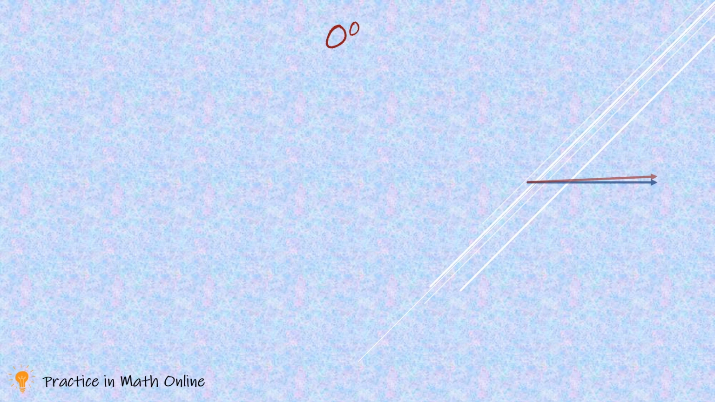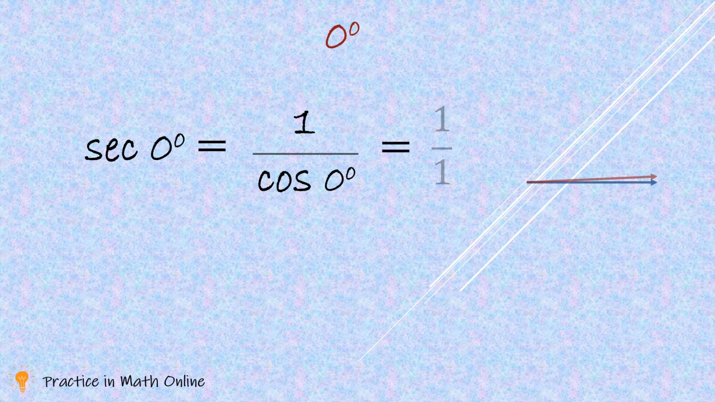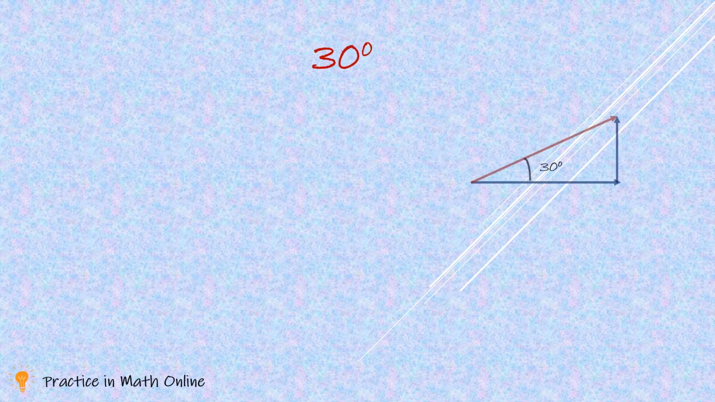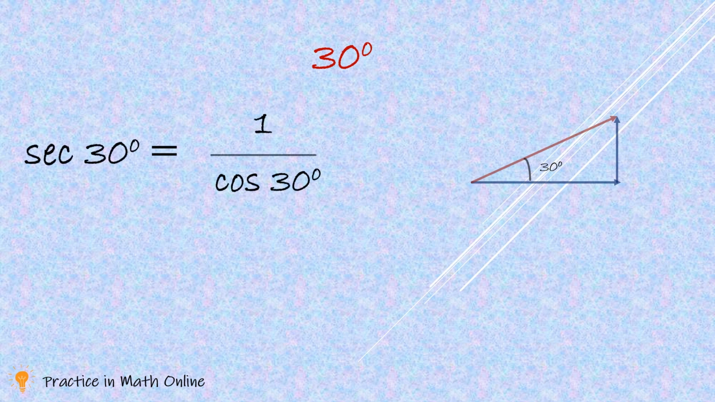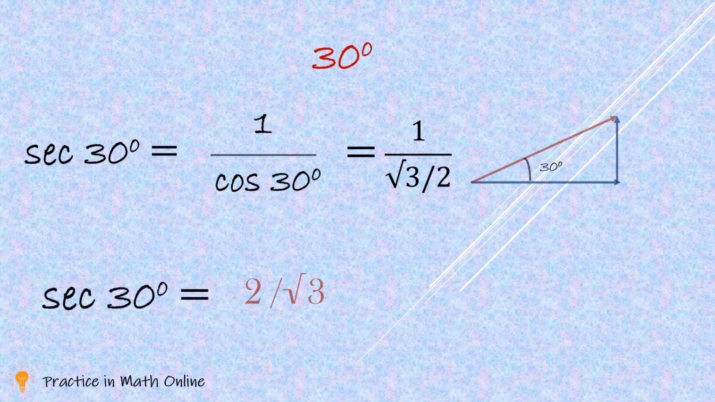So first is 0 degrees. Sec 0 will be 1 over cos 0, and cos 0 is 1. So sec 0 will be 1. At 30 degrees we have sec of 30 will be 1 over cos 30, and cos of 30 is root 3 over 2. So sec 30 will be 2 over root 3.